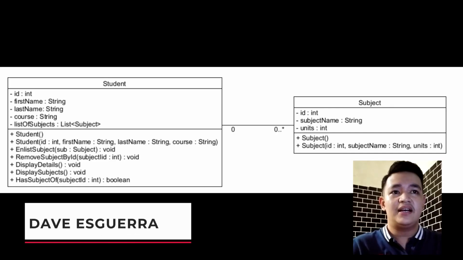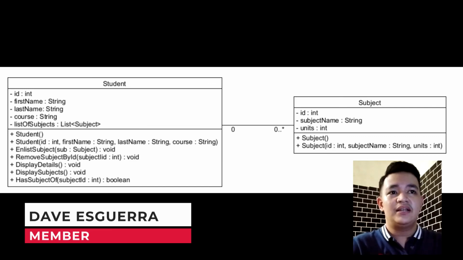Hi, I'm Davis Guerra and I'm here to explain our UML class diagram. We have student class and subject class. In student class, the private class fields are the ID, first name, last name, course, and list of subjects. The data type for ID is int. For first name, last name, and course is string.